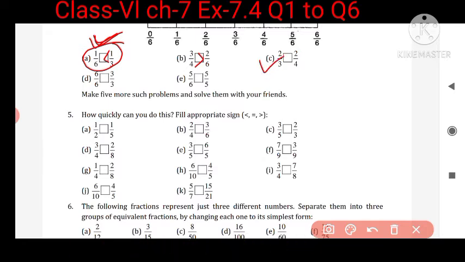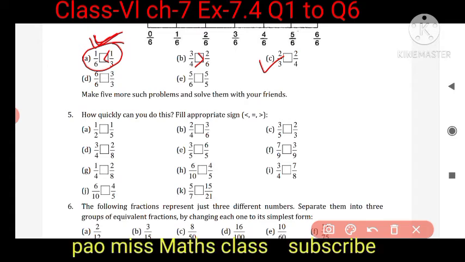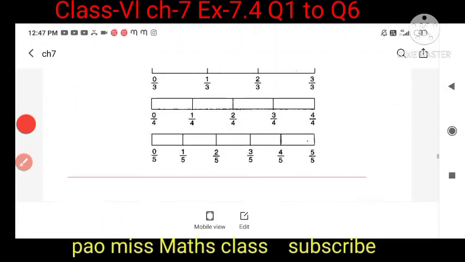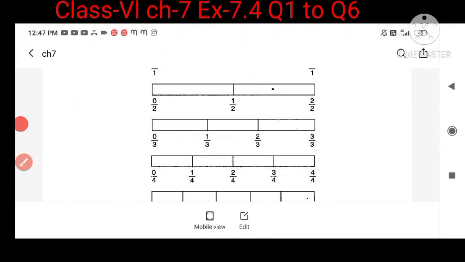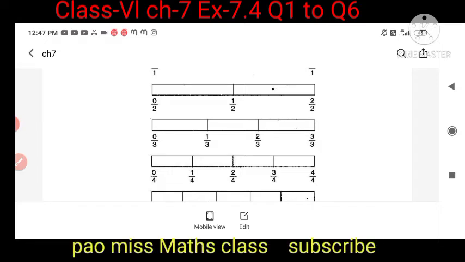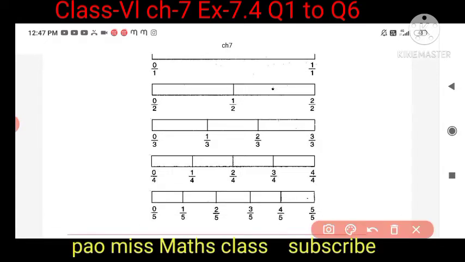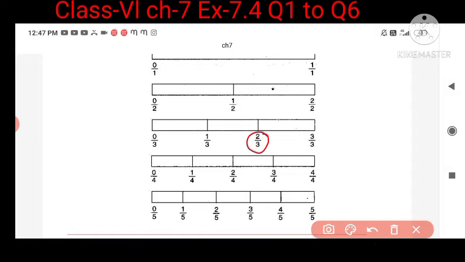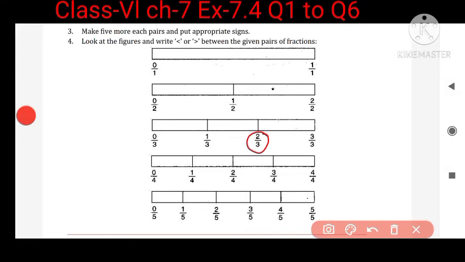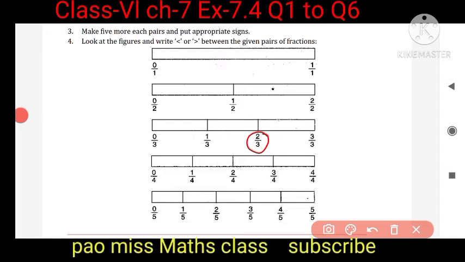In this way also you can solve this answer. Now C question is given: 2 upon 3 and 2 upon 4. Now let me find out where is 2 upon 3 and 2 upon 4. Where is 2 upon 3? Here. This is 2 upon 3, isn't it? And what was the next question?